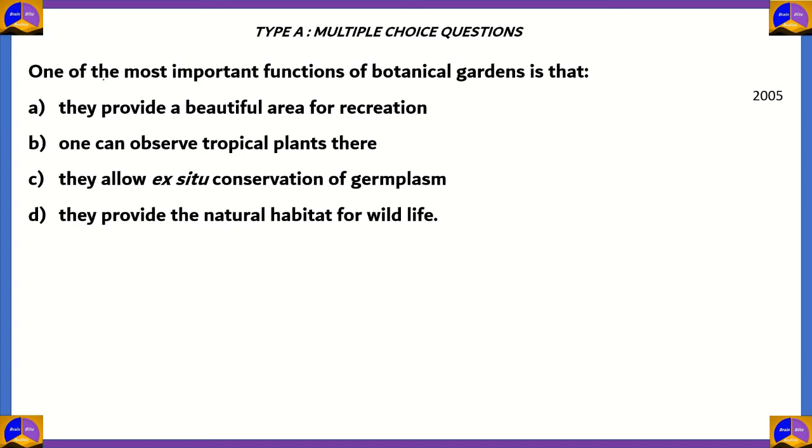Now let's look at this question. One of the most important functions of botanical gardens is that they provide a beautiful area for recreation. One can observe tropical plants. They allow ex situ conservation for germplasm, and they provide natural habitat for wildlife. So, option D, they provide natural habitat for wildlife, is incorrect because botanical gardens are dedicated for plants only. So they don't provide a natural habitat because they are themselves artificial. So option D is incorrect.